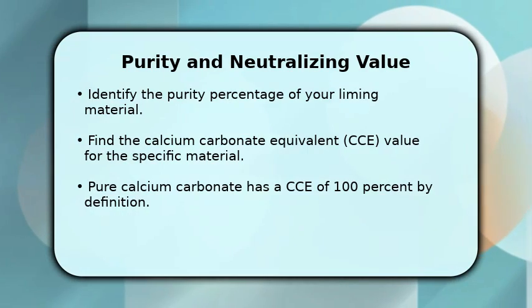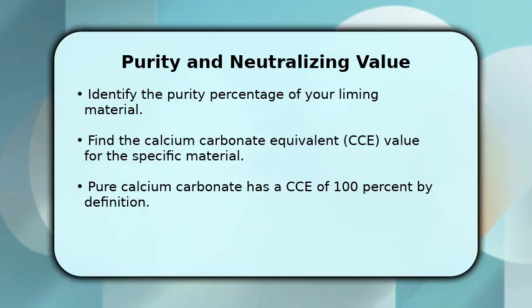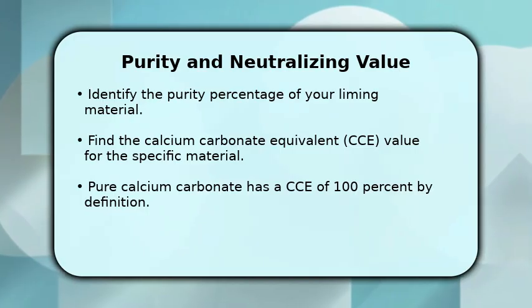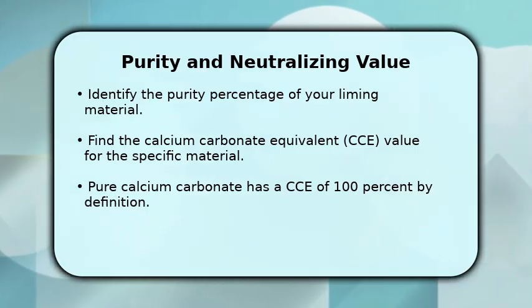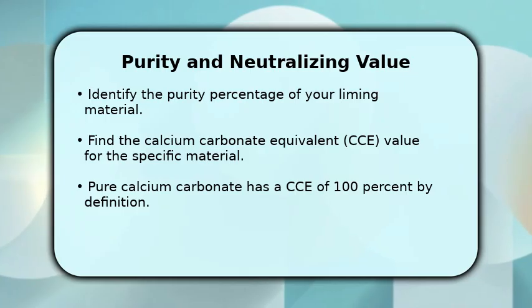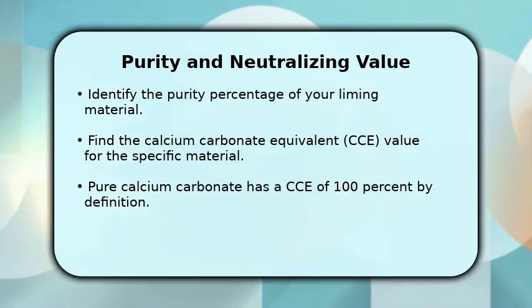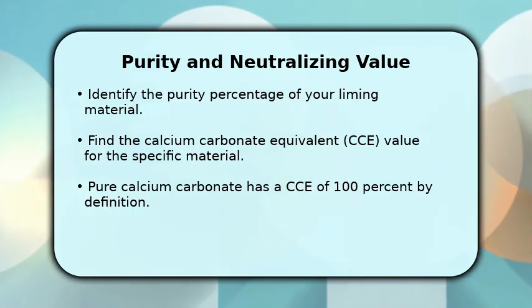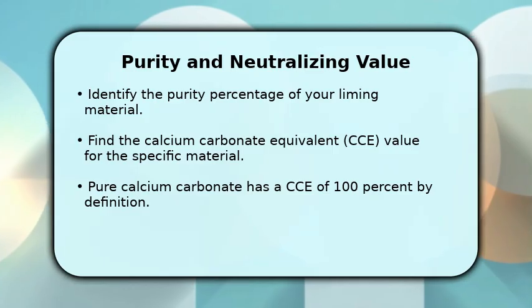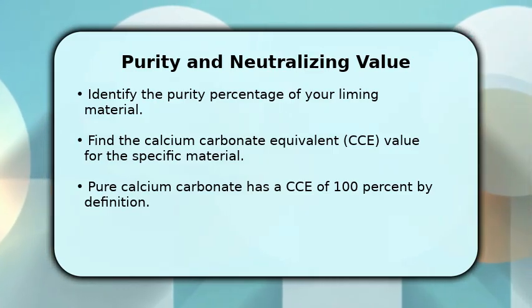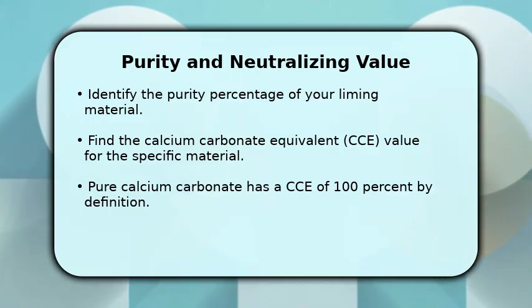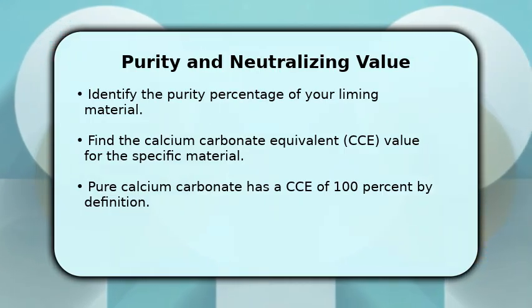The first step in calculating calcium carbonate equivalent involves identifying two key factors for your specific liming material. You need to know its purity percentage and its inherent neutralizing value. For instance, pure calcium carbonate is the benchmark, possessing a CCE of 100%. Other materials will have different values based on their chemical composition and effectiveness in neutralizing acidity. This information is usually available from the supplier or through laboratory analysis.